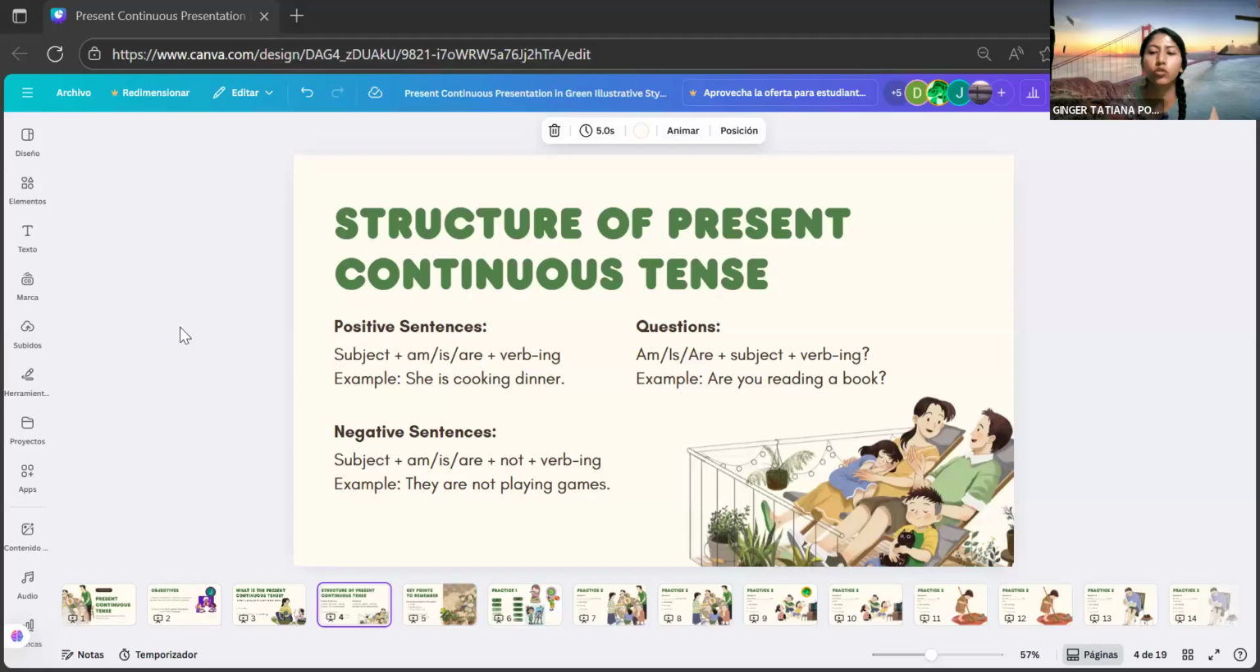Structure of the present continuous tense. Positive sentence: subject plus am, is, or are plus verb ing. Example: she is cooking dinner. Negative sentence: subject plus am, is, or are plus not plus verb ing. Example: they are not playing games. Question: am, is, or are plus subject plus verb ing. Example: are you reading a book?